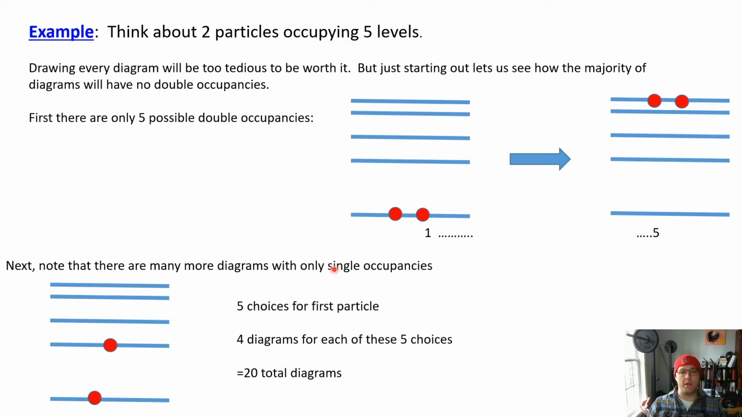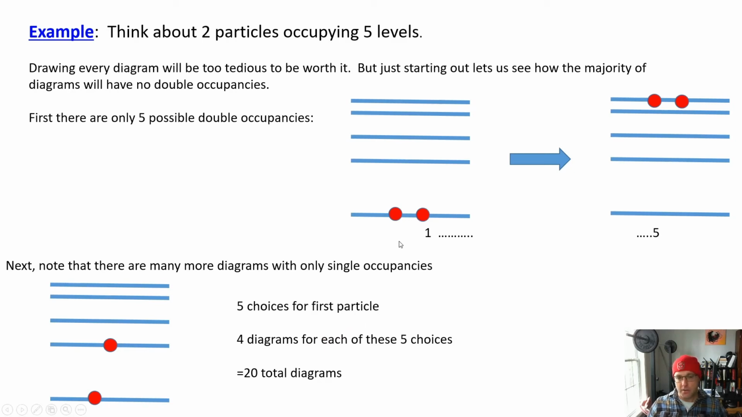By contrast, there are many more diagrams where you have only single occupancies. Right? So for 2 particles in 5 levels, let's say we choose to put the first particle in the ground state, well then we can draw 4 other diagrams where we choose successively to put the second particle either in this one, this one, this one, or this one. And then for every possible choice of where to put the first particle, there are 5 of those, we'll get 4 diagrams. And so I think there are 20 total diagrams that have only single occupancies. That's 4 times as many diagrams with only single occupancies as double.